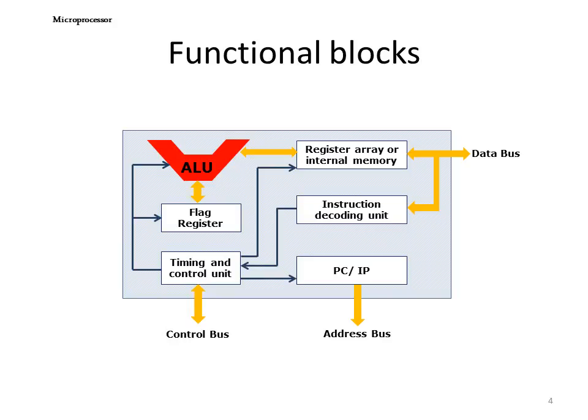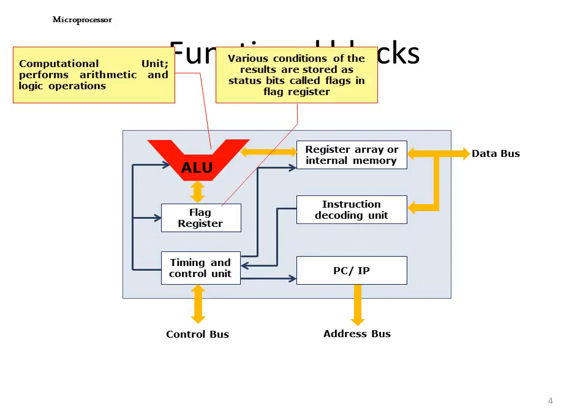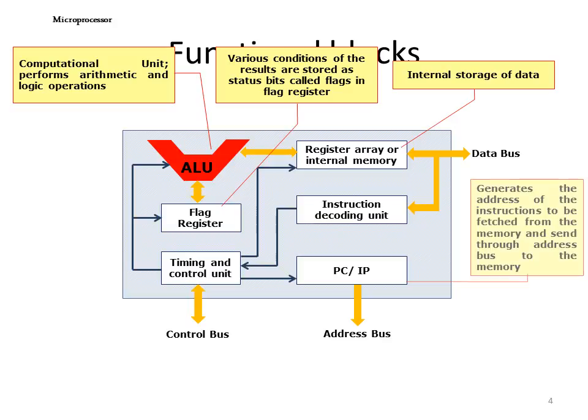The main functional blocks of 8085 microprocessor are ALU, flag register, timing and control unit, register array or internal memory, instruction decoding, program counter. The ALU is the computational unit which performs arithmetic and logic operations, and the flag register checks various conditions and stores them as status bits called flags in the flag register. The register array is the internal storage of data.